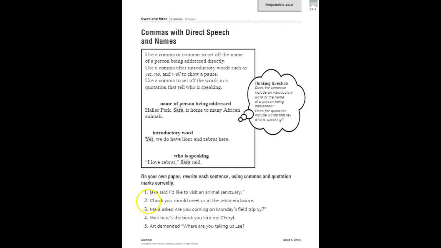Okay? Number 2, Chuck, you should meet us at the zebra enclosure. All right? Chuck is the name of the person that's being addressed. So Chuck starts it. It's also the introductory word in our entire sentence. So Chuck, comma, you should meet us at the zebra enclosure. Okay? And it doesn't look like anyone's saying it, so we don't need to worry about quotations, although it is obviously someone speaking. Okay?